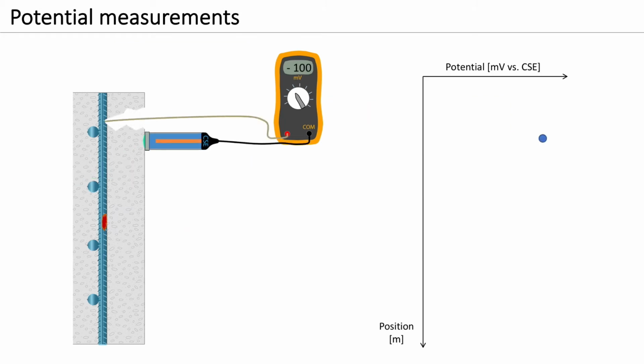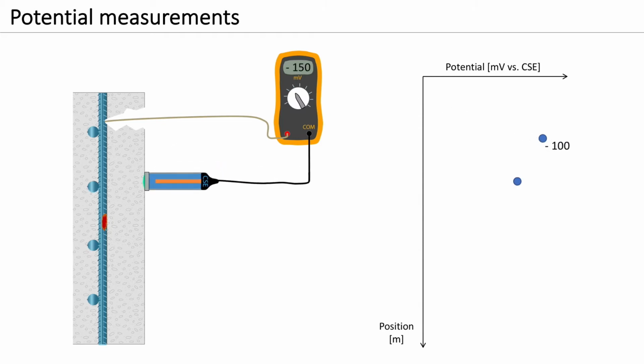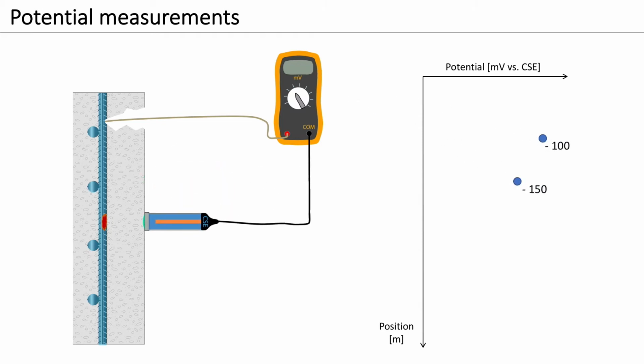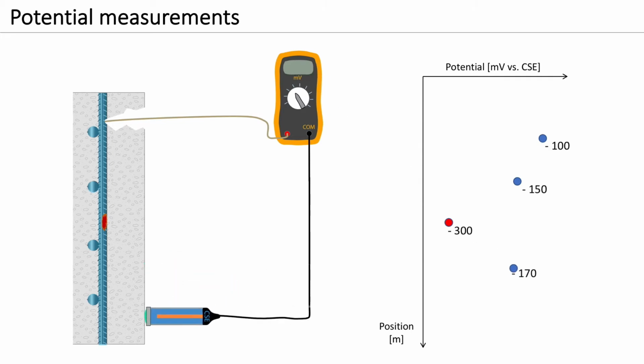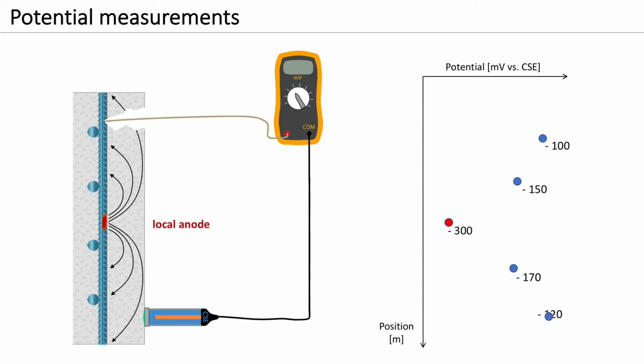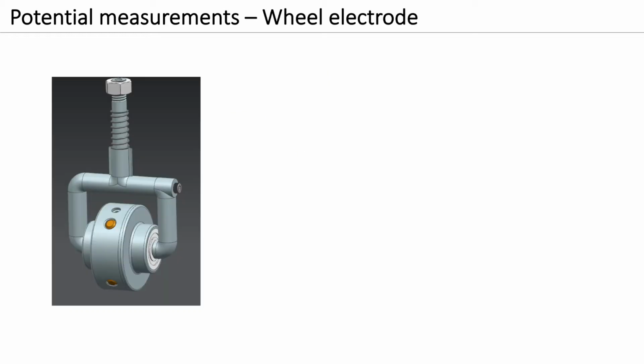By moving the reference electrode along the structure from point to point, potentials can be measured at different locations. In general, the more negative the potential, the higher the probability for corrosion. In practice, hundreds to thousands of potential measurements are done, usually on a regular grid with spacing between 15 to 50 centimetres. For this purpose, a reference electrode in the shape of a wheel is more convenient and more efficient.